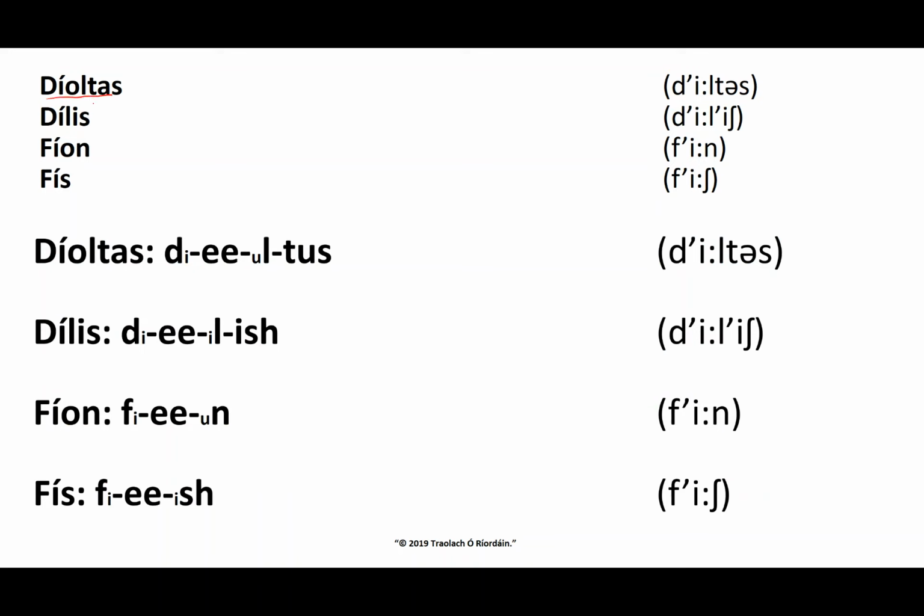Okay, let's look at the next example. D I Fada O L T I S, D I Fada L I S, F I Fada O N, and F I Fada S, and over to our right, there you have them in the phonetic alphabet.